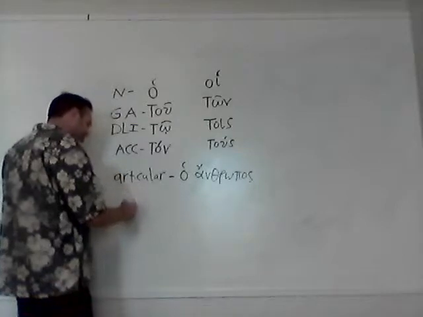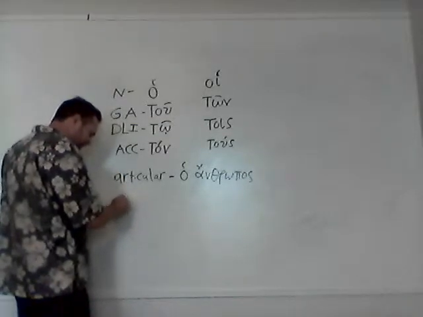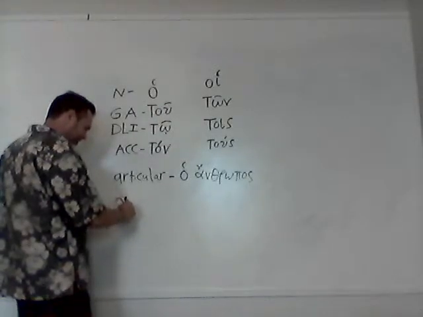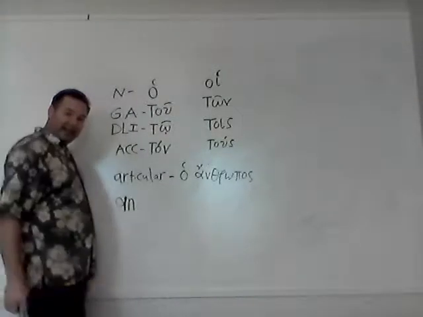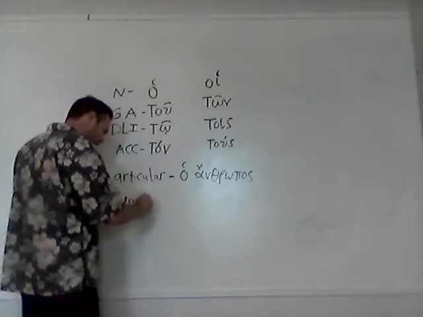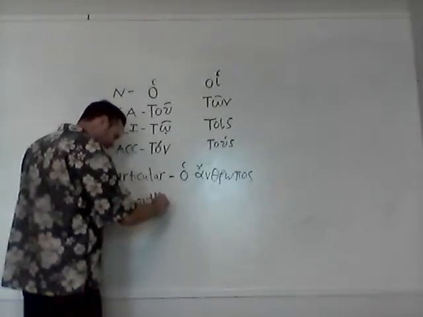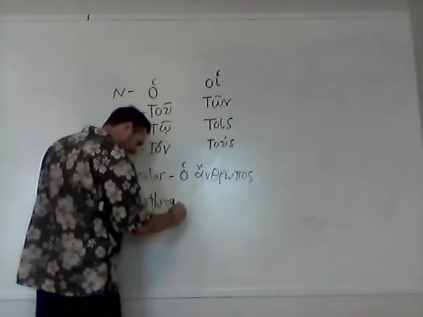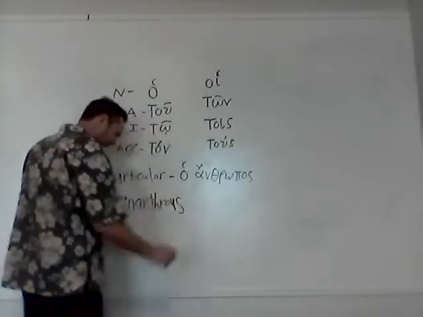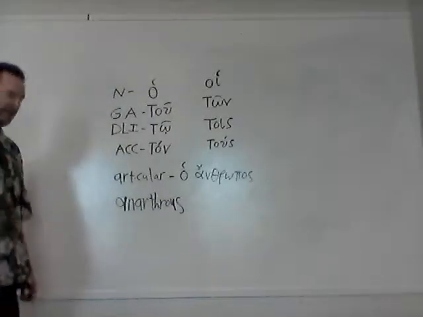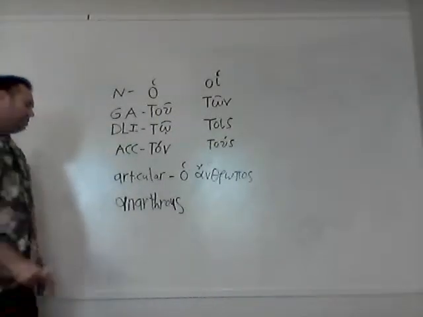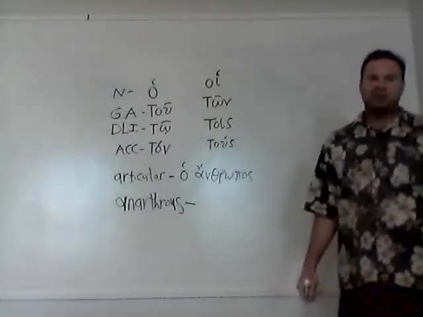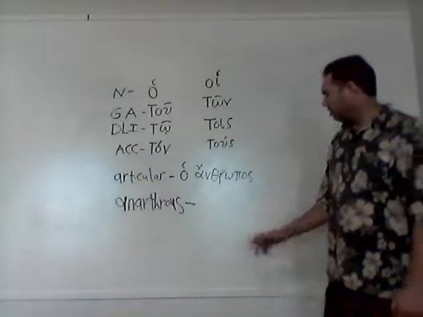If a noun doesn't have the article, we call that anarthrous. Oh, look at me writing in an alpha when I want an A. Happens. Anarthrous. And a word that is anarthrous simply means there is no article.